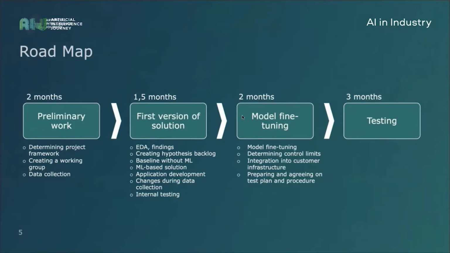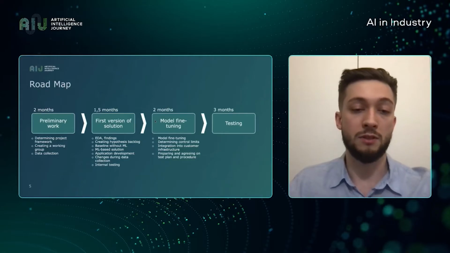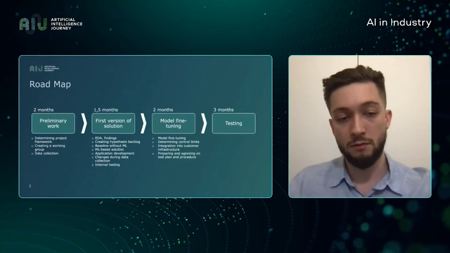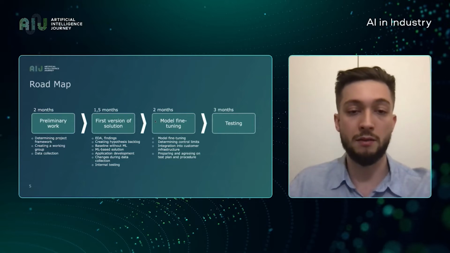I shared with you some inputs for the project. Now, something about the roadmap. The first stage was preliminary work. It starts with business analysis, where we set the framework, the goal for production, where we create project teams, where we execute a number of documents.